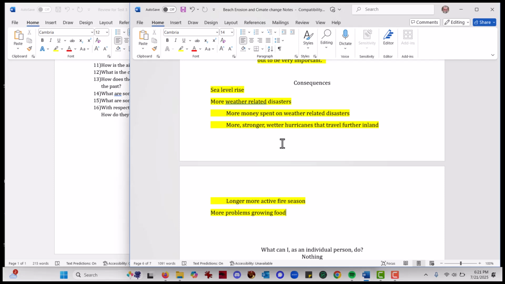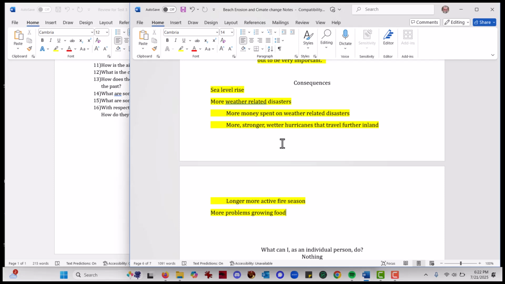Also, more weather related disasters, right? We're getting more hurricanes. We're getting more flooding. We're getting more storms. We're getting more fires. We're getting more of everything. We're not getting more earthquakes, right? Climate change doesn't affect earthquakes, okay? But other climate related stuff, absolutely. We have stronger, wetter hurricanes that are reaching further inland. Places like Central Texas and Western North Carolina are suddenly having to deal with hurricane flooding, and they're just not set up for that. We're also having more issues growing food, which should maybe make you think a little bit.